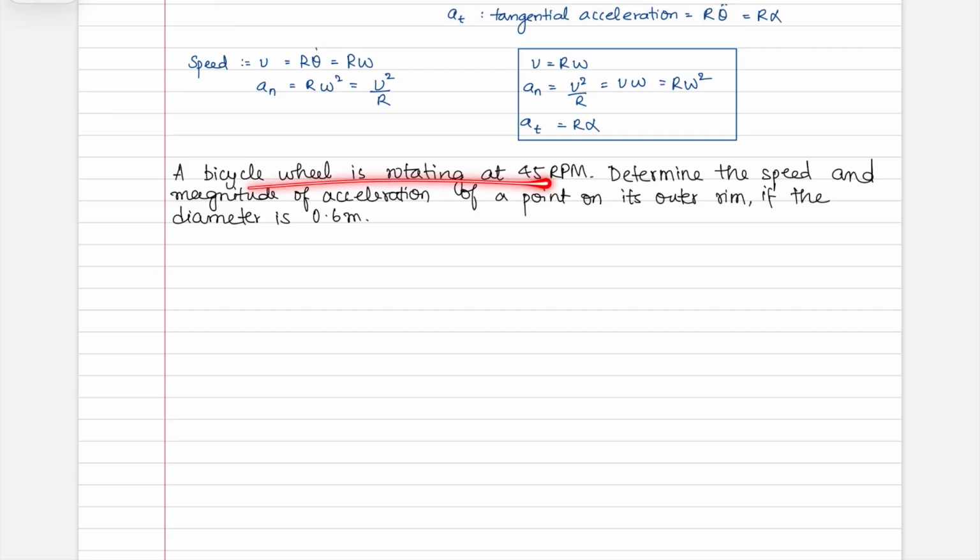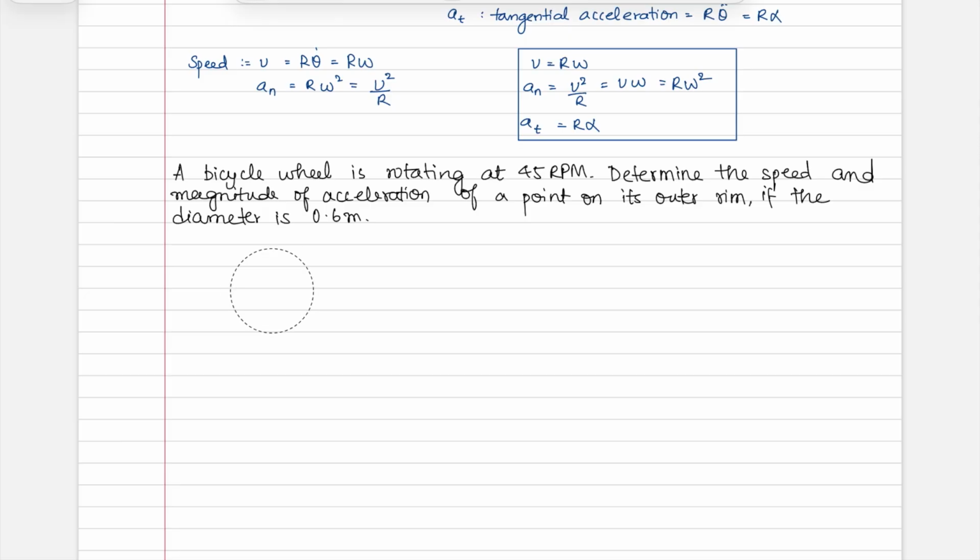You have a bicycle wheel rotating at 45 RPM, and we're trying to find the speed and magnitude of acceleration of a point on its outer rim. Okay, so it's just an application of what we've been looking at. Try it yourself, rather straightforward.